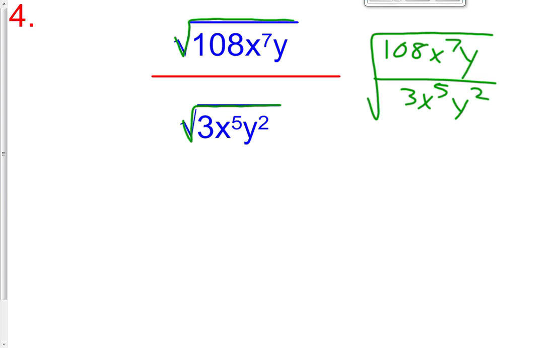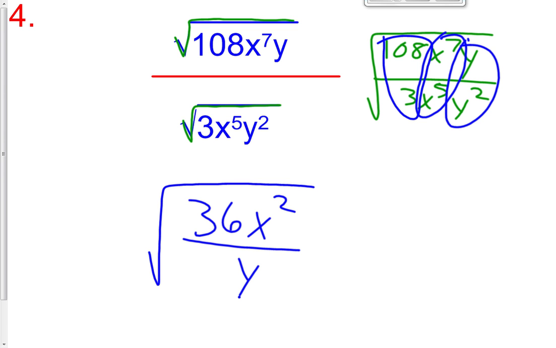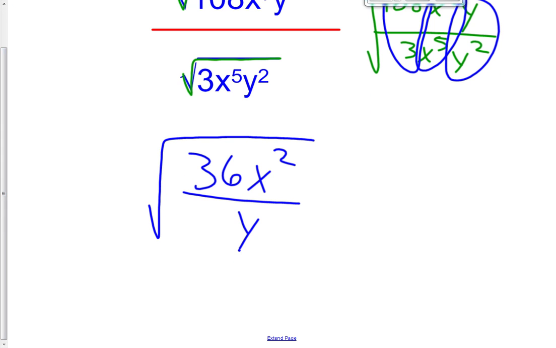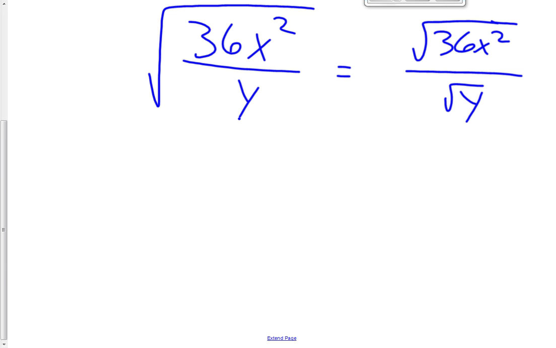And now what I want you to do is I just want you to reduce top to bottom. 108 divided by 3 is 36. X to the 7th divided by x to the 5th is x squared. Y divided by y squared is y in the denominator. So now you see this, but it's all underneath the radical. So now that we see this, we can now split it up into two different radicals again. In the numerator, we have the square root of 36x squared, and in the denominator, we have the square root of y. So we still haven't rationalized our denominator yet. You still see an irrational number, a square root of y, in the denominator.